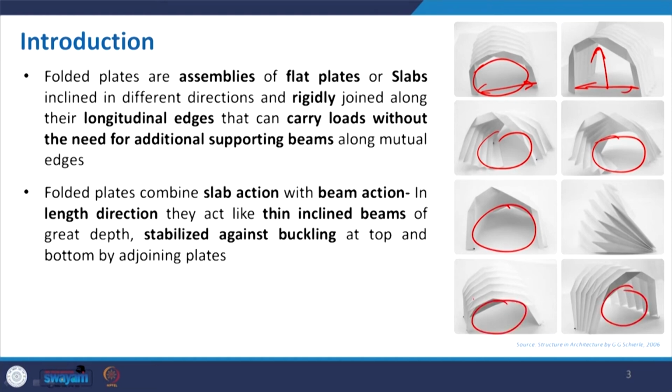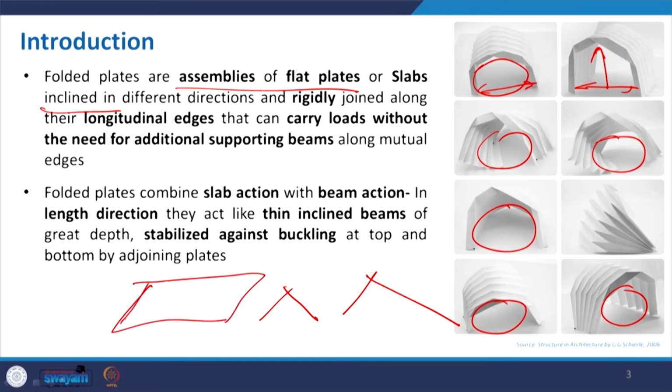So, what exactly is it? Folded plates are assemblies of flat plates or slabs. So, plate or slab is alternately inclined in different directions, definitely it may be inclined in this way or it may be something different, maybe the members are not equal as well, and rigidly joined along their longitudinal edges. Basically, when you have this paper, we just divide it and make a fold. So, the same paper is folded, squeezed and then carries the loads without the need of additional supporting beams.